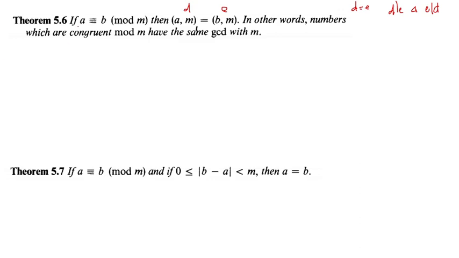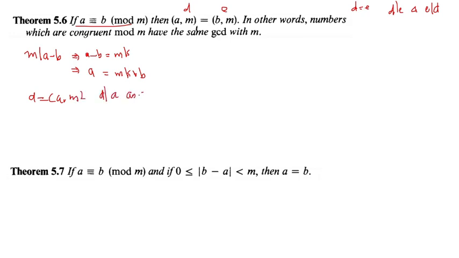Given that A is congruent to B mod M, that means M divides A minus B. M divides A minus B means A minus B is a multiple of M, or A is equal to MK plus B for some integer K. Since D is equal to GCD of A and M, we can say that D divides A and D divides M. That means D divides the combination A minus MK. A minus MK is nothing but B.